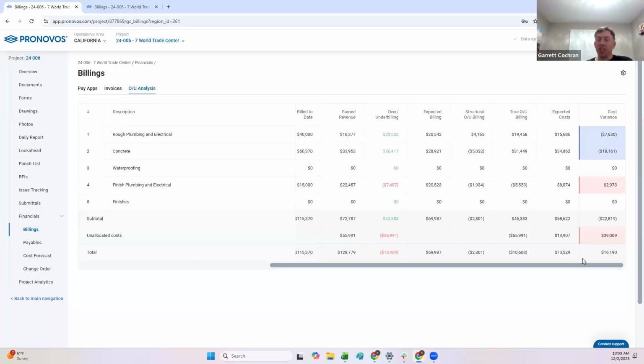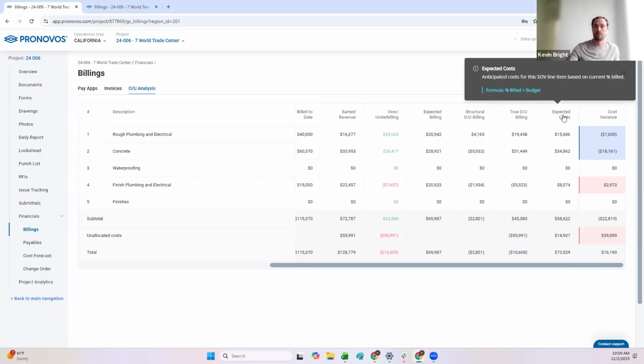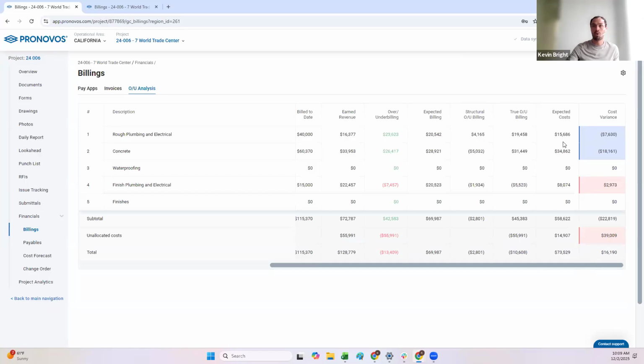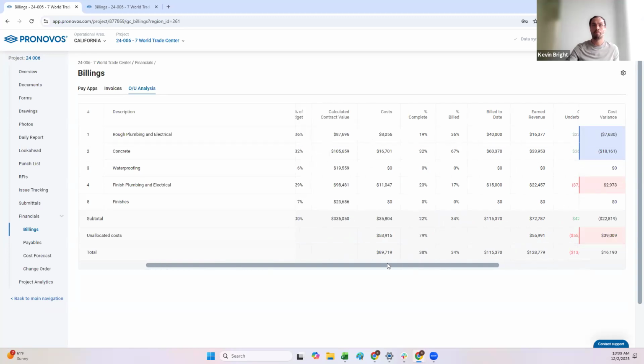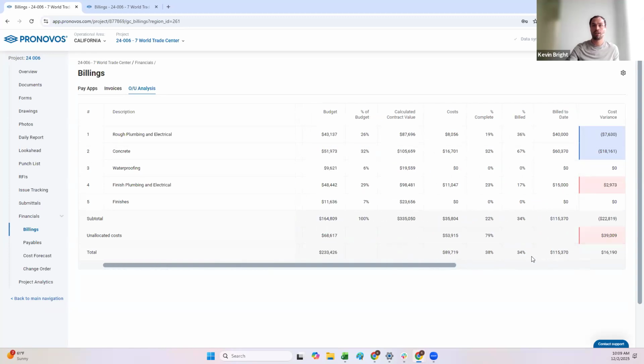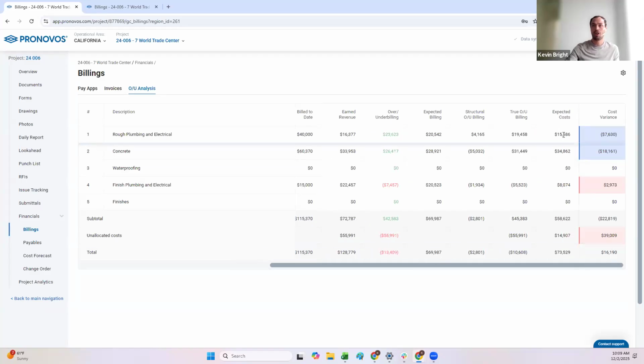Excellent. Love it. And just moving on there, next column, how do we define expected costs? Yeah, so the expected cost, you'll see here, it's basically the percent billed times the budget. So what would my cost be to basically support that I'm 36% billed? So I take 36% and multiply that by my budget on the line item of $43,000, and it tells me my expected costs are $15,686.